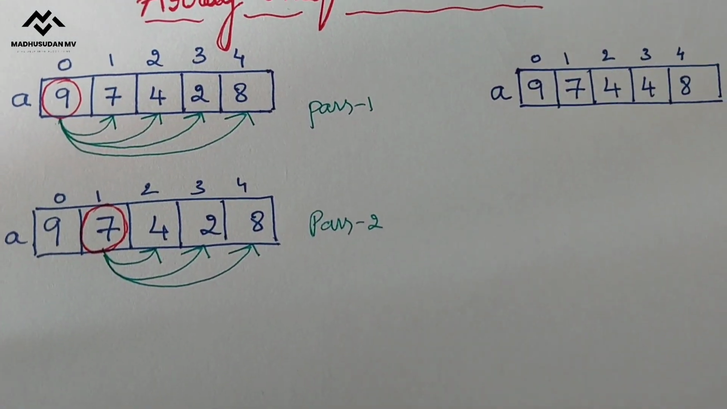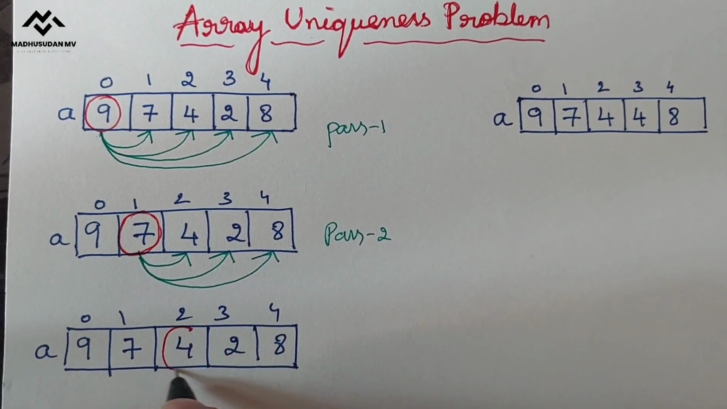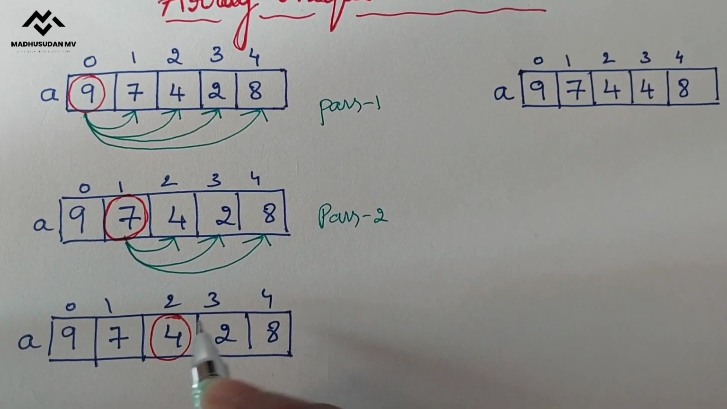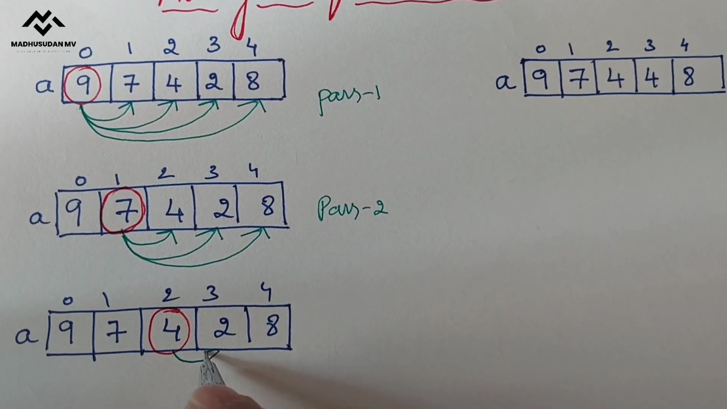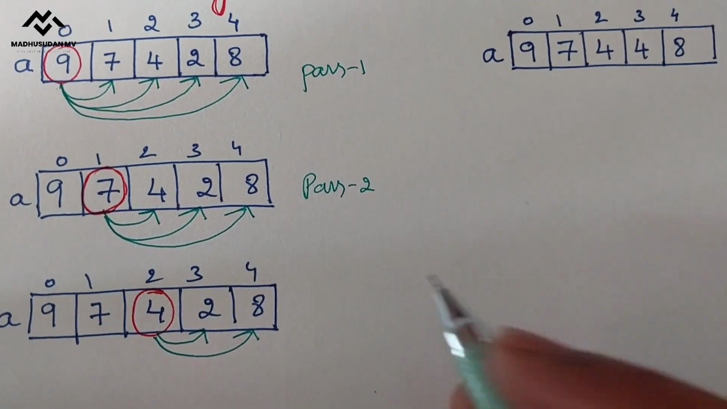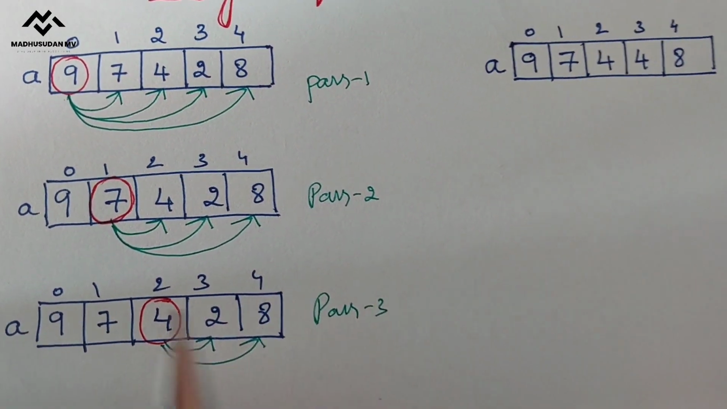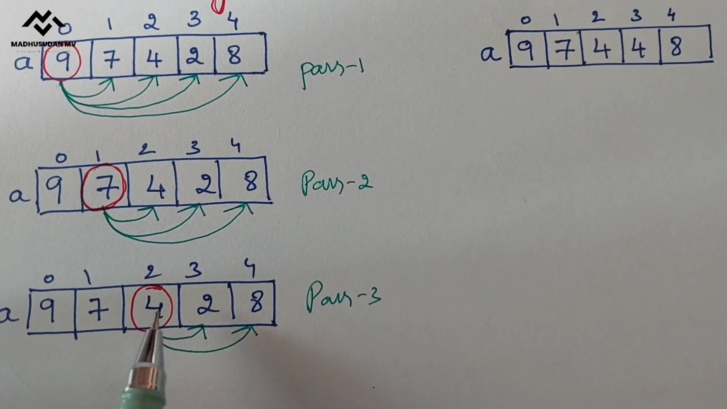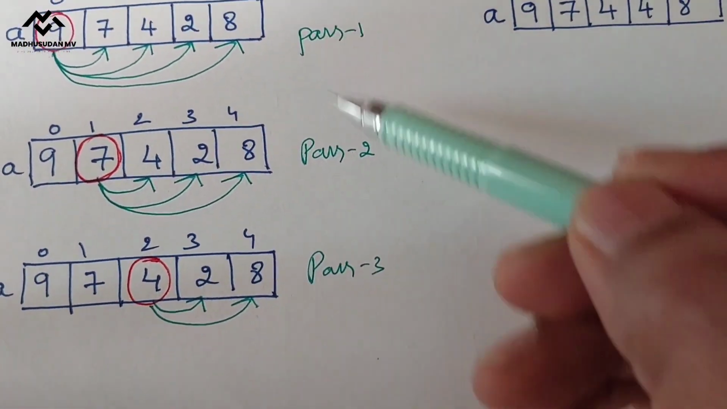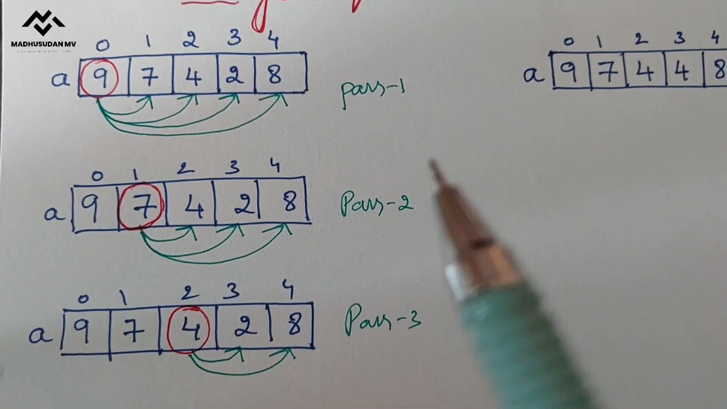Similarly, now I will select the third element. Then I start comparing this element with the remaining elements. So 4 with 2, these two are not equal, and again these two are not equal. After pass 3, what we observed is that there is no duplicate element like this third element. So the third element is also unique. So after 3 passes, we came to know that the first 3 elements are unique.